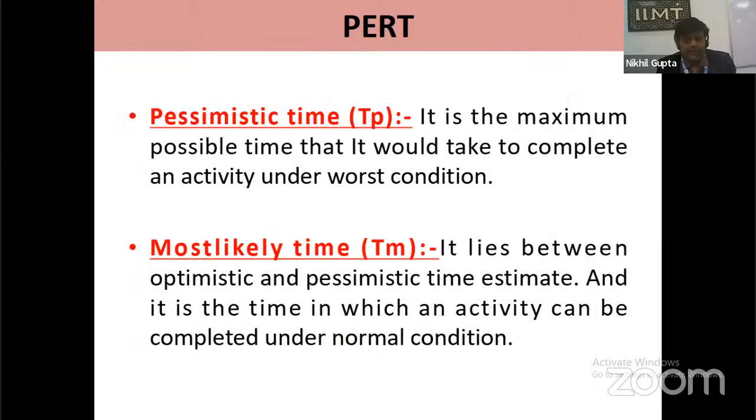The second one is the pessimistic time. It is the maximum possible time that it would take to complete an activity under the worst conditions. If there is a worst-case scenario, then it takes the longest time. This is known as the pessimistic time. In other words, the smallest time is known as the optimistic time, and the highest time taken by the project is the pessimistic time. In between optimistic and pessimistic, the average time is known as the most likely time. It lies between the optimistic and pessimistic time estimates, and it is the time in which an activity can be completed under ideal or normal conditions.